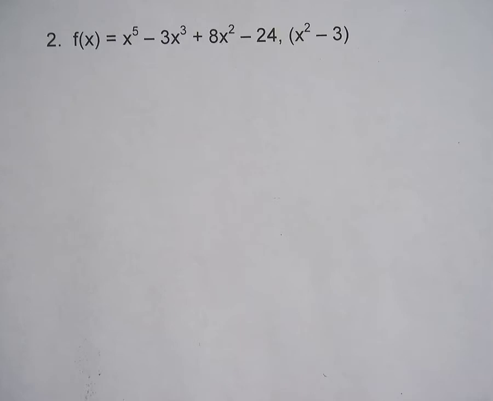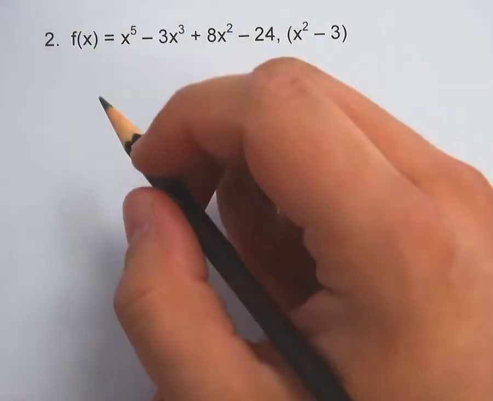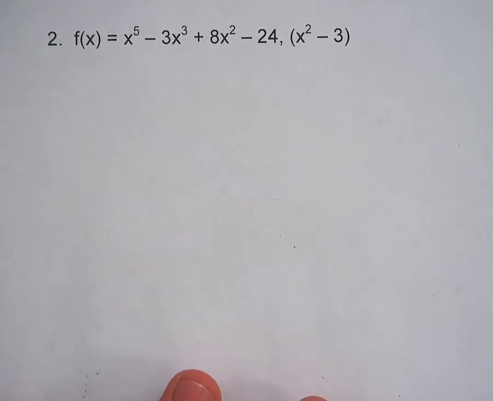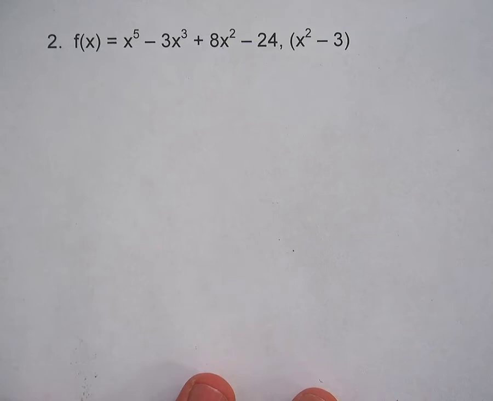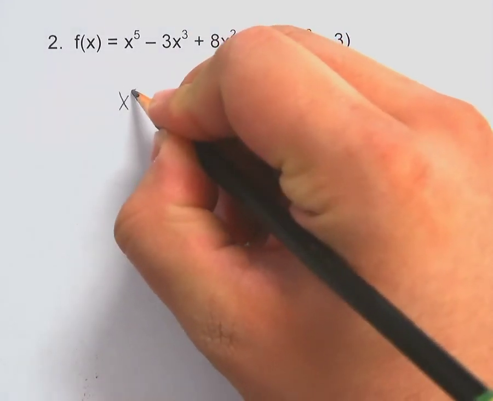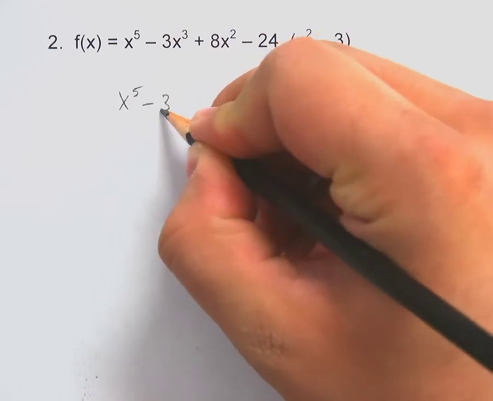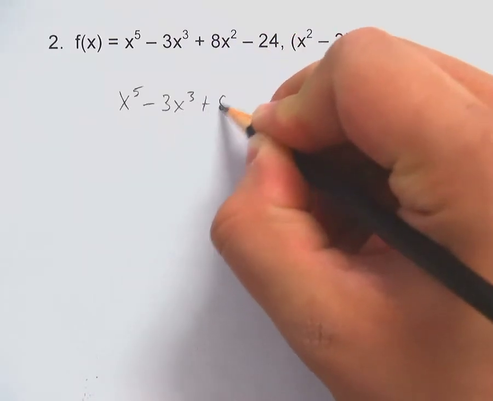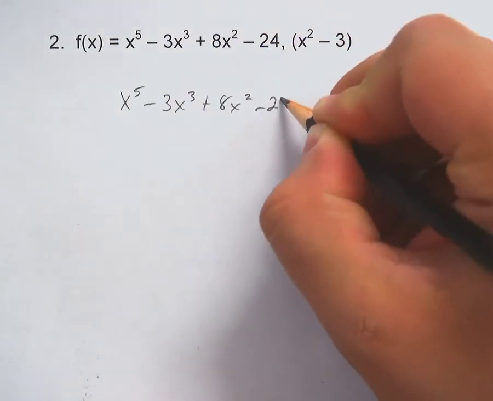If you were to have, I don't know, well, you know what, let's just do it. It'll end up being in here. I've got x to the 5th minus 3x cubed. Let me go ahead and write this down. X to the 5th minus 3x cubed plus 8x squared minus 24.